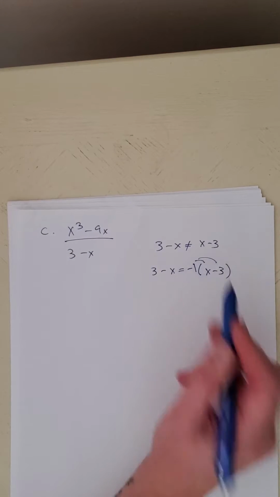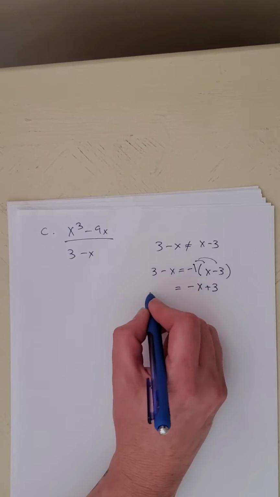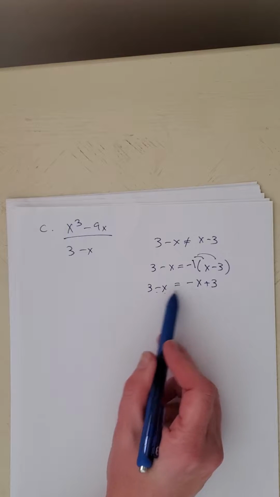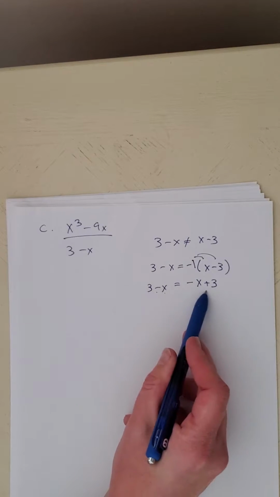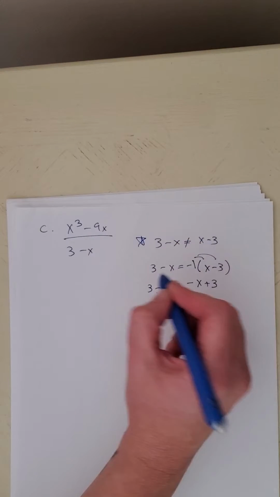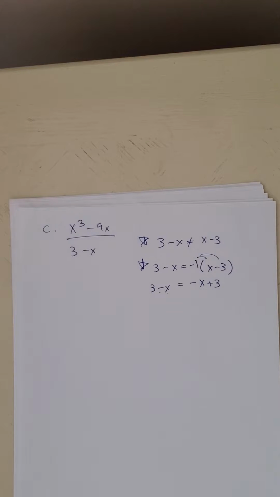If you were to multiply this through, you're going to get negative x and then plus 3, which is the same as 3 minus x, right? The negative x, and positive 3. We don't write it, but positive 3. Okay, so that's a little trick that you might need to have in your toolbox. So we're going to take the denominator.